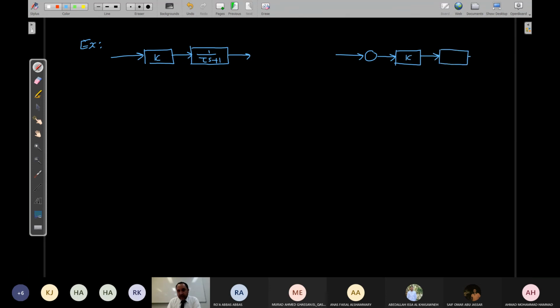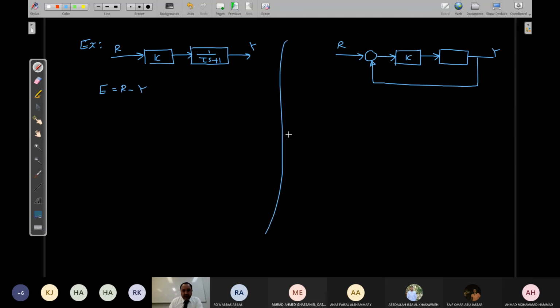So let's assume we're having the following configuration. One is the open loop control system, and the same configuration, but with a feedback control system. I need to study the effect of the feedback on the steady state error, or on the error in general. So this is the R, this is the Y, this is the R, this is the Y. In general, we said that the error is defined by R minus Y. The same thing here, the error is equal to R minus Y.